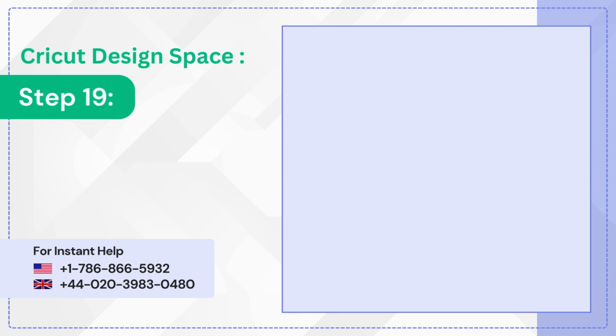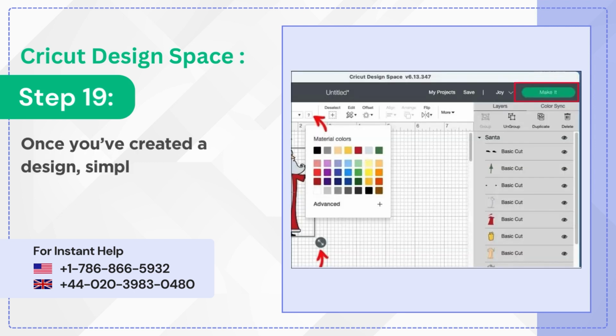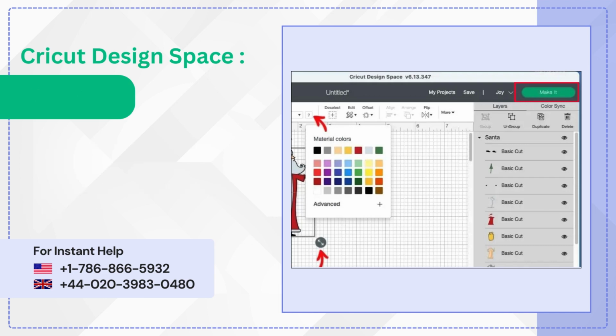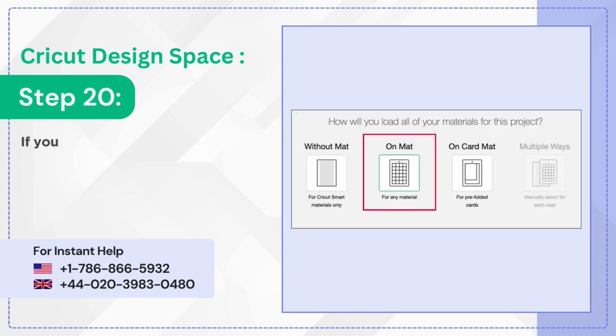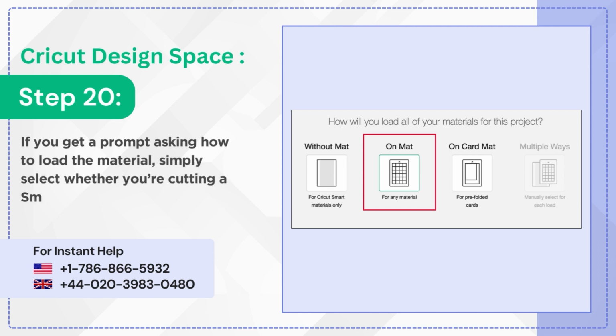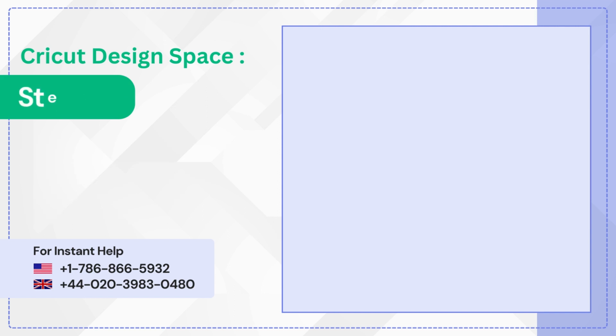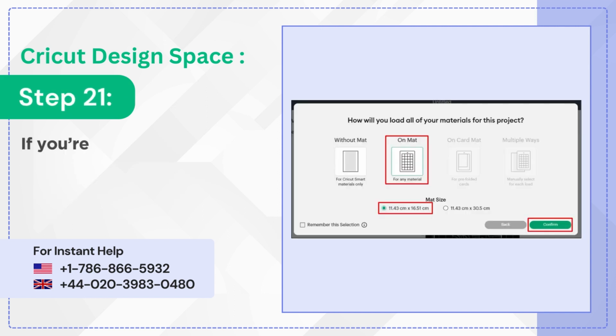Step 19. Once you've created a design simply click Make It on the top right side of the screen. Step 20. If you get a prompt asking how to load the material, simply select whether you're cutting a smart material or you'll be cutting with a mat. Step 21. If you're cutting on a mat, select the mat size and click Confirm.